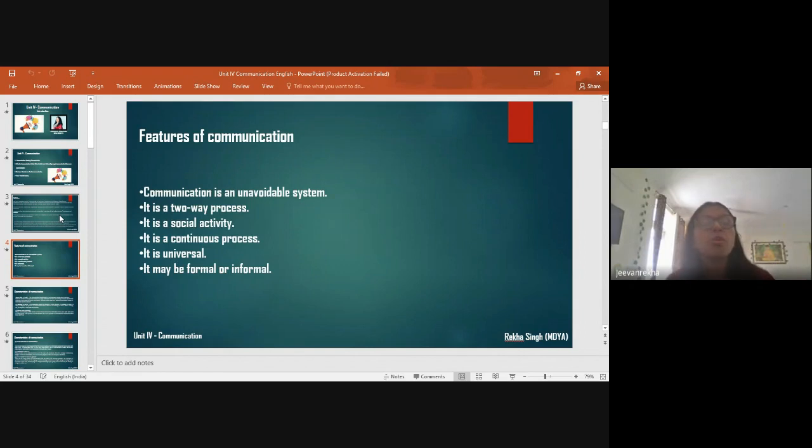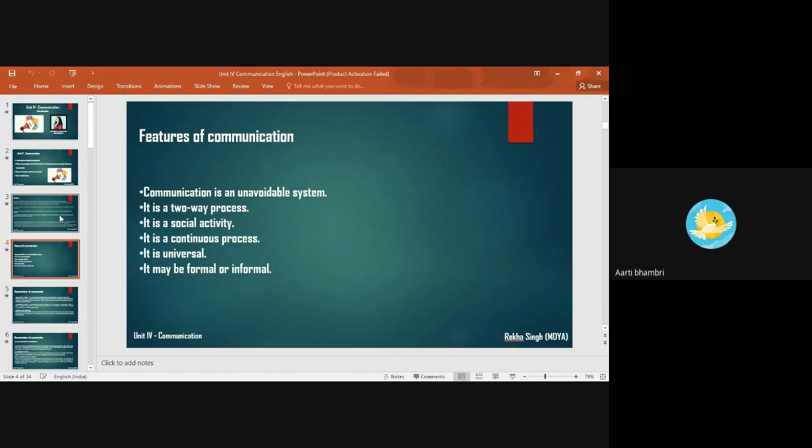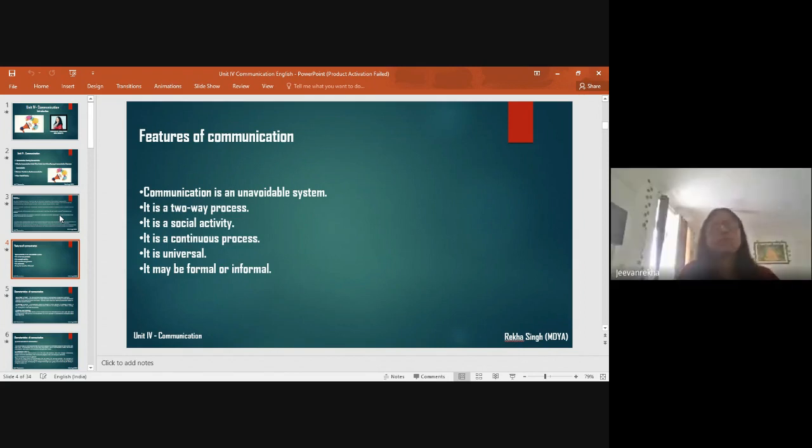So what are the features of communication? Communication is an unavoidable system. How? We cannot live without communication with one another, in society or at home. You cannot avoid it, right? Because you are living in society, you are social. It is a two-way process, between receiver and sender. It is a social activity. Social means you have many friends, or you are a teacher and you have many students. That is also social activity. It is a continuous process.